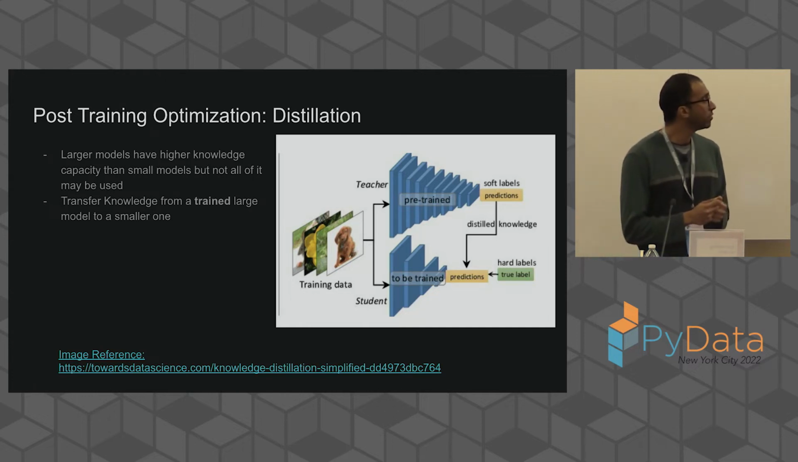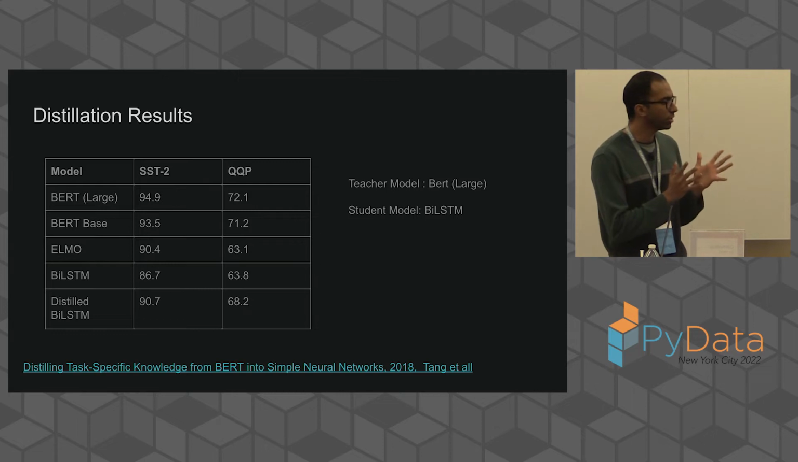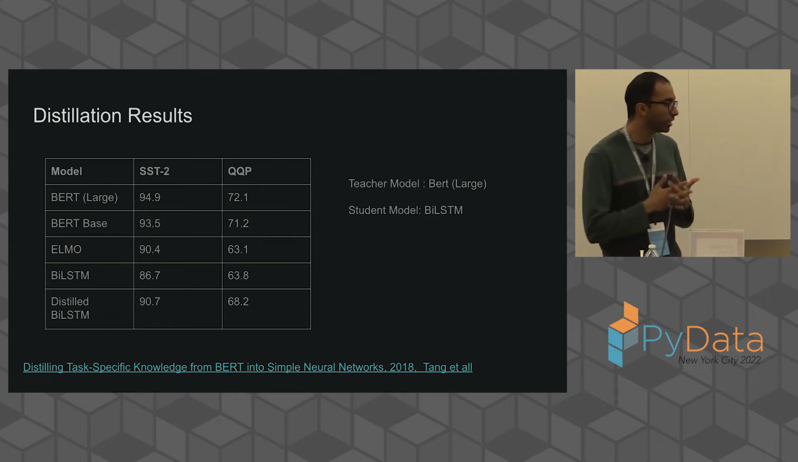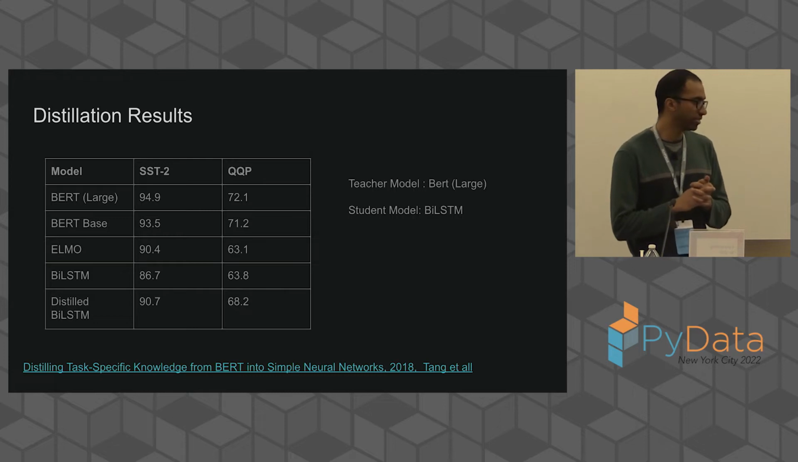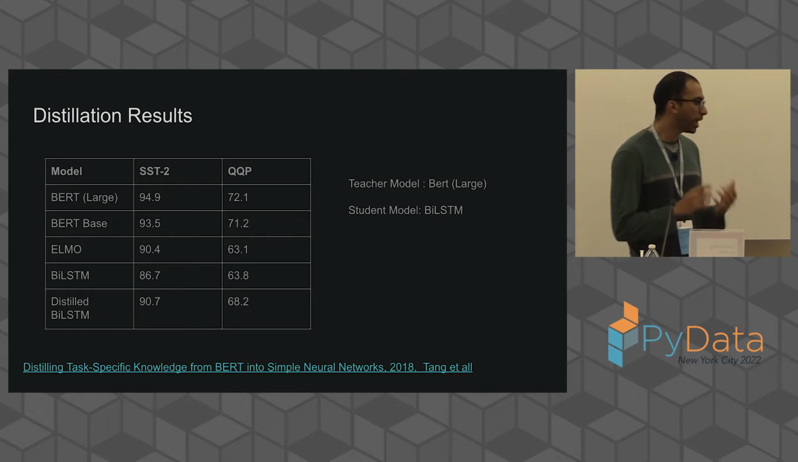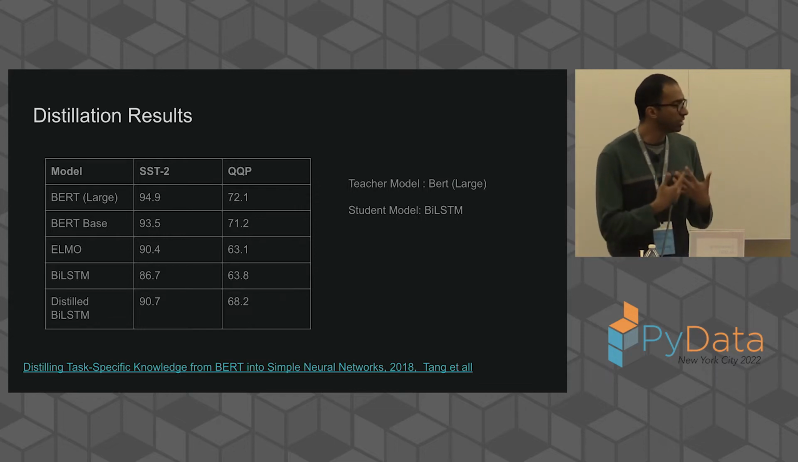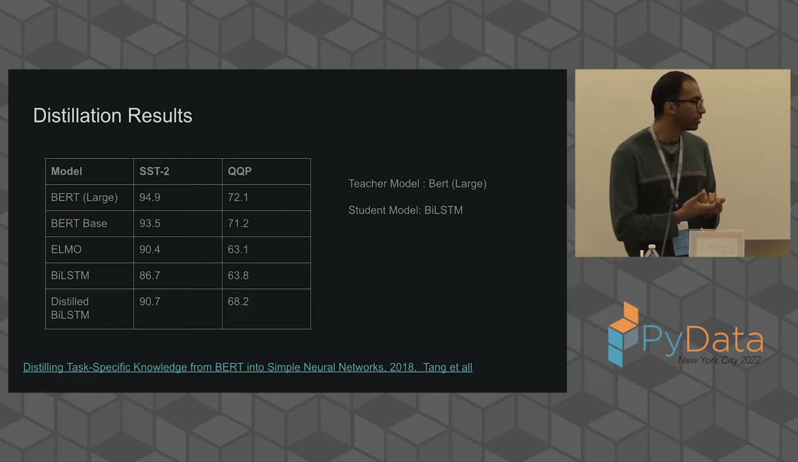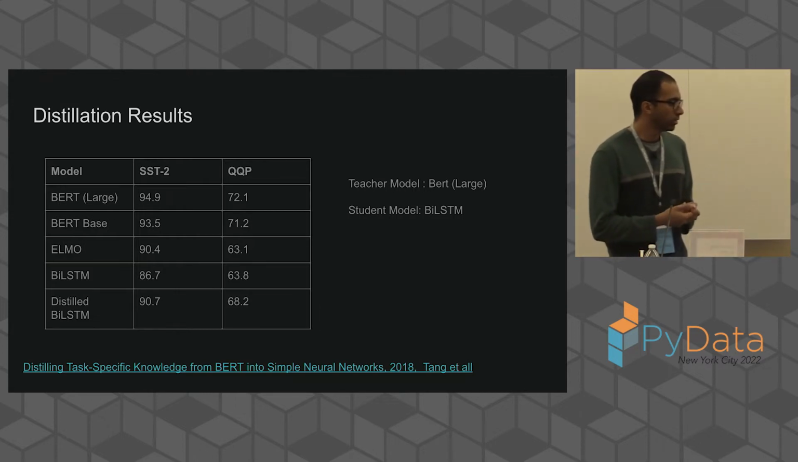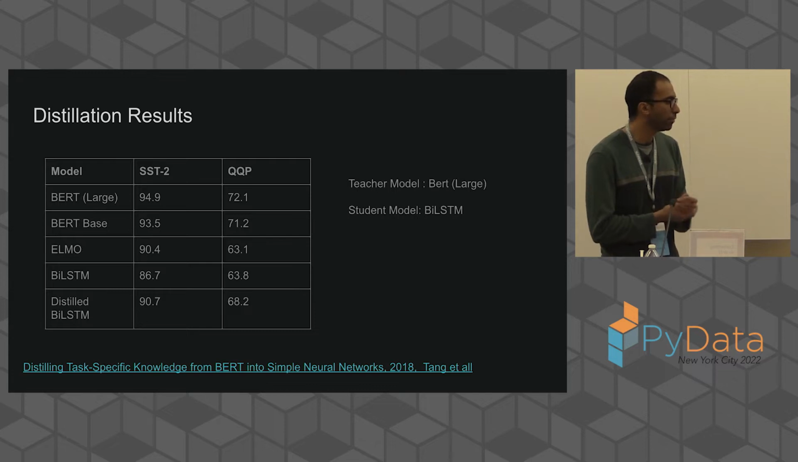Let's look at the results of this model in practice. Let's consider a BERT large model. On the Stanford sentiment data set, it has about a 95% accuracy. And you have a student model, a BiLSTM model. The BiLSTM model by itself has about an 86% accuracy. But if you distill that model with the information that was learned from BERT large, you get about a 90% accuracy. A BiLSTM model is very cheap to serve and run, and the fact that you were able to increase it by 4% by just distillation is a great improvement.